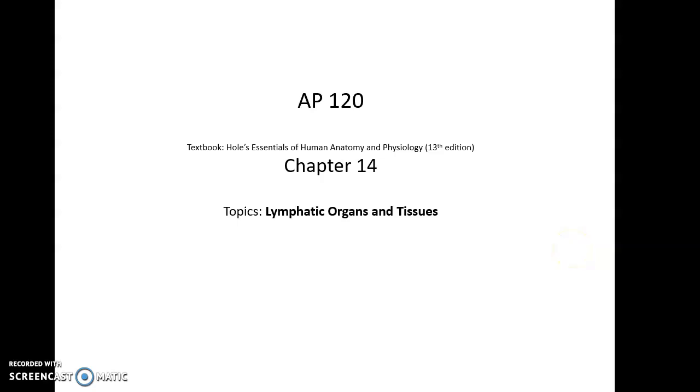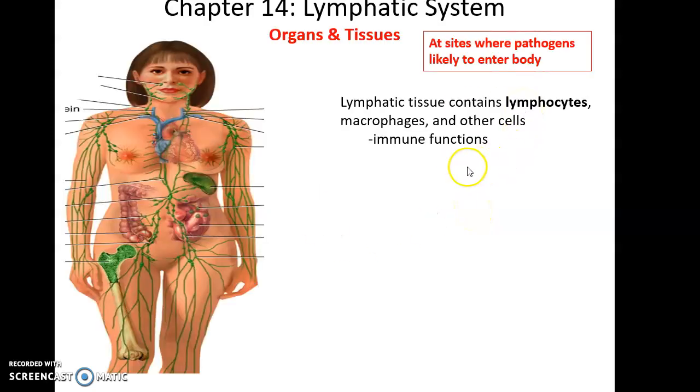AP 120, Chapter 14, Topics: Lymphatic Organs and Tissues. So there are a variety of lymphatic tissues, organs, and glands found throughout the body. Some things that are in common with all of them is they possess lymphocytes, a type of white blood cell, macrophages, and other immune-related cells, as well as some additional cells, and have a big immune function.